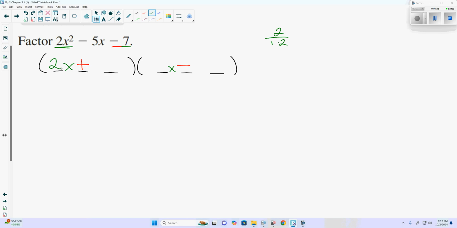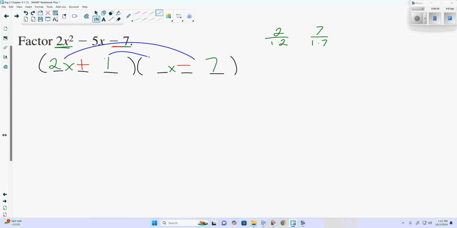All right, factors of 7 are what? 1 and 7. How many? Well, that's it, isn't it? Where do we want to put the 1? Where do we want to put the 7? 1 in the first. 7 in the second. So we plugged them in.